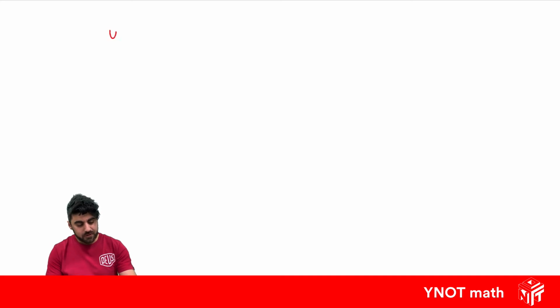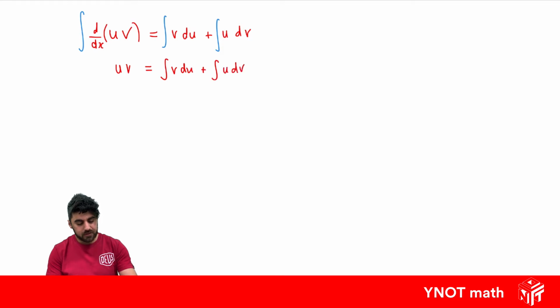So if we have two functions in terms of x, u and v, and we differentiate them, finding the derivative with respect to x, we know that we get v du plus u dv. And all we want to do here is just integrate both sides, which means we're finding the integral of all of these terms. The integral of d/dx of uv is just uv. And we can just leave these as the integral of v du plus the integral of u dv.